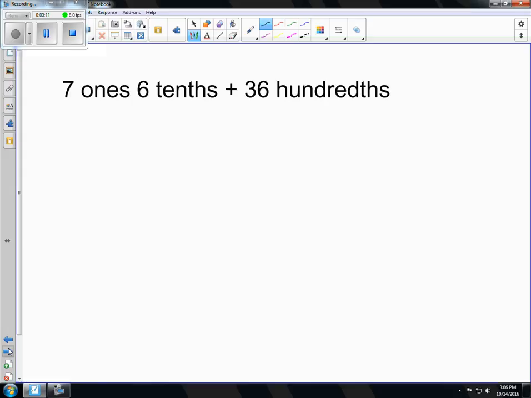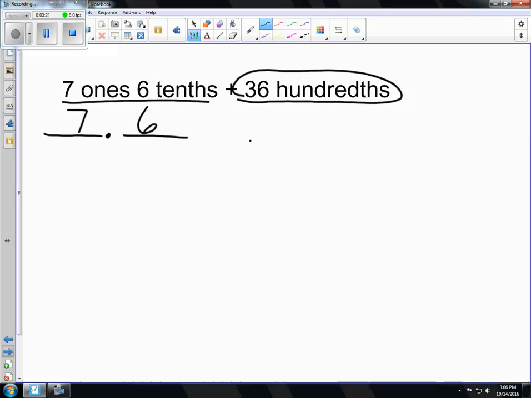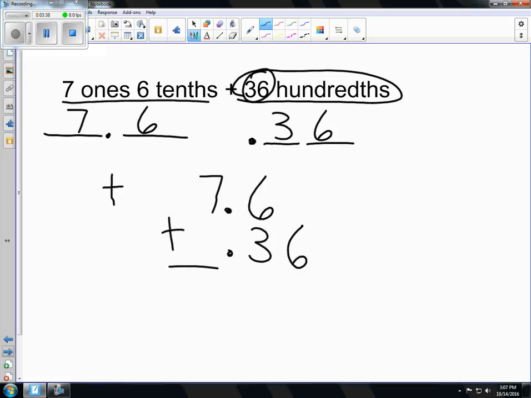Next, we have 7 ones and 6 tenths, so we know we have ones, and then we have tenths. So I have 7 ones, and I have 6 tenths. Then I'm adding that to 36/100ths. So I have tenths, hundredths. 36 has to end in the hundredths place. So now I can add my two numbers. I have 7 and 6 tenths, and I have 36/100ths. So when I go to add them, I need to make sure that I fill in zeros in my empty placeholders. And then I can add them up. When I get to my decimal, I bring my decimal right down in order to get my answer.